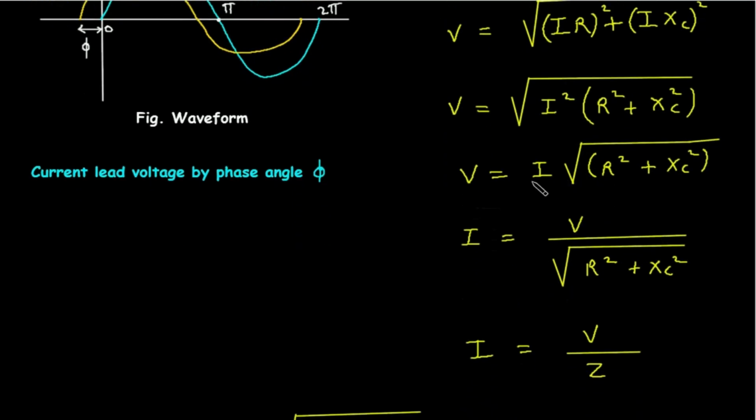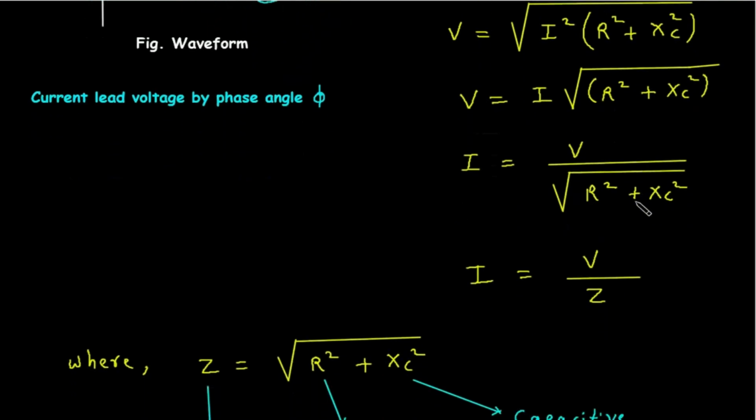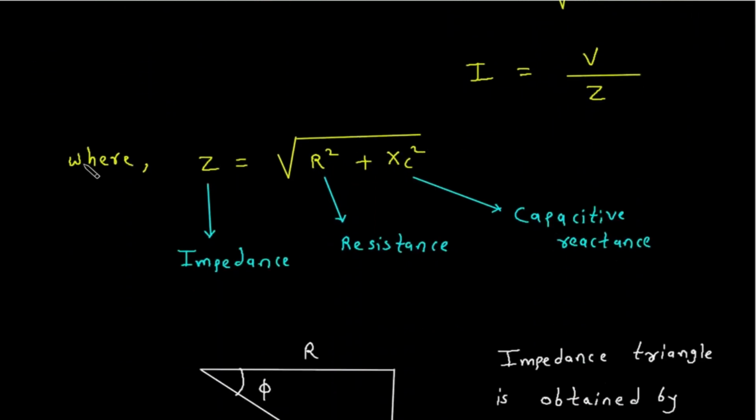Now from this the value of I will be I is equal to V by under root of R square plus XC square. Now this will be impedance Z. So I is equal to V by Z, where Z is equal to under root of R square plus XC square. This Z is the impedance. Its unit is ohm. This R is the resistance and this XC is the capacitive reactance.